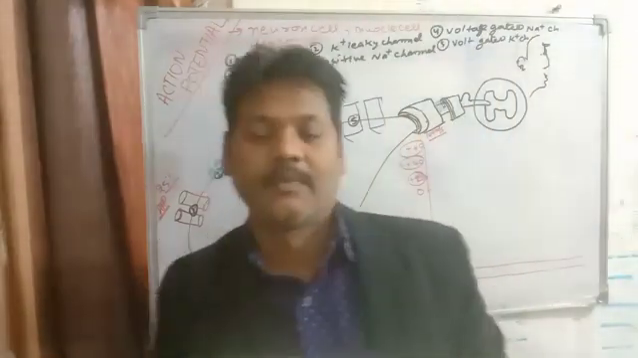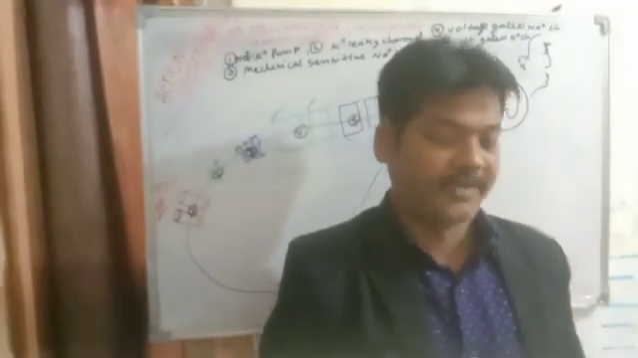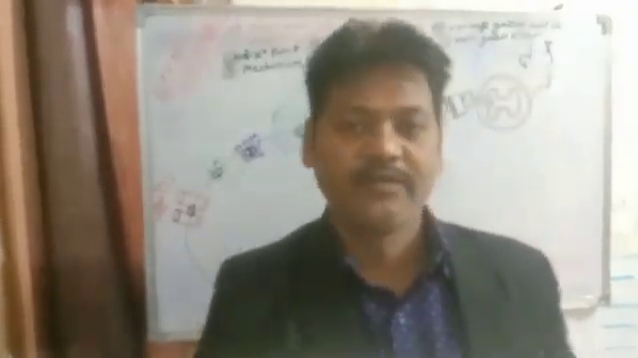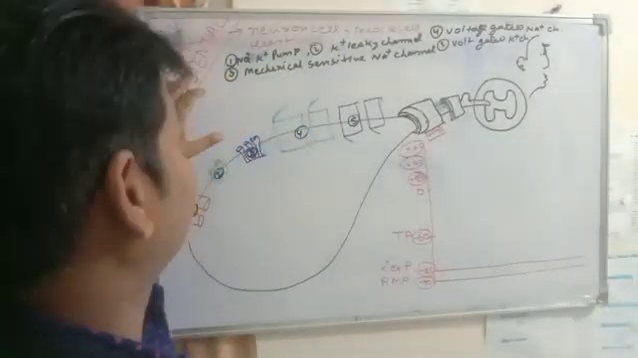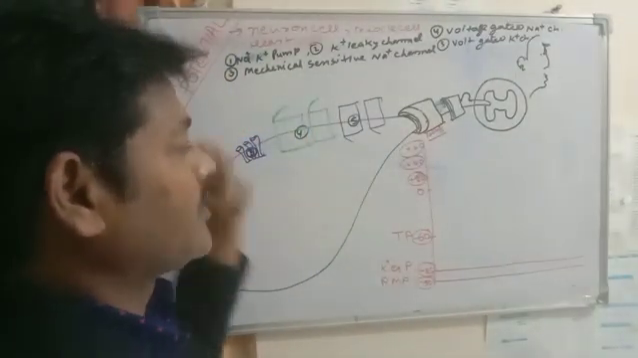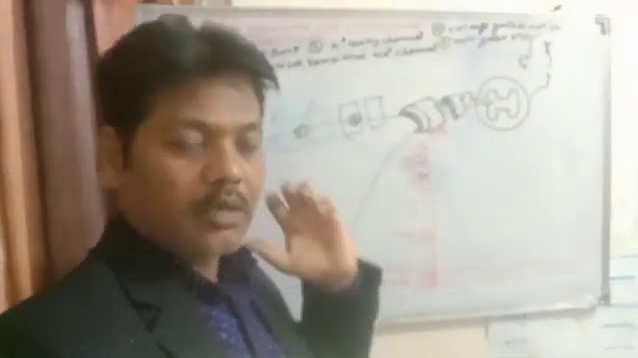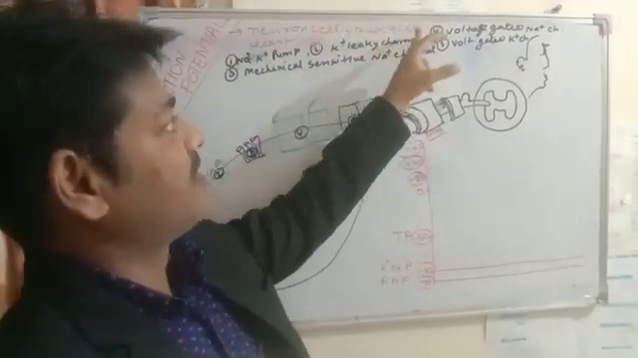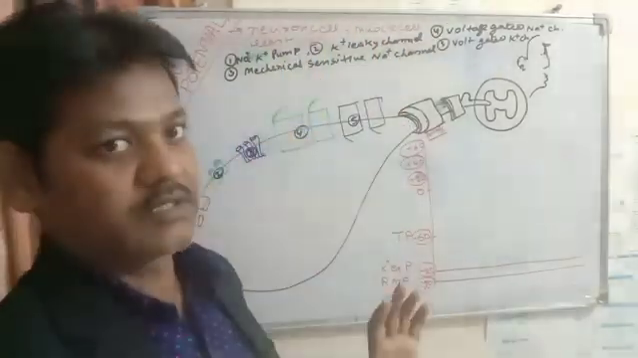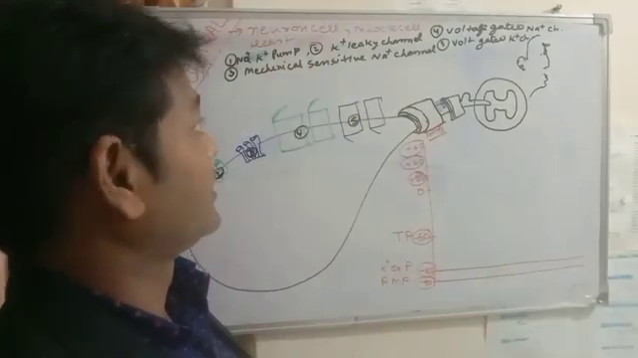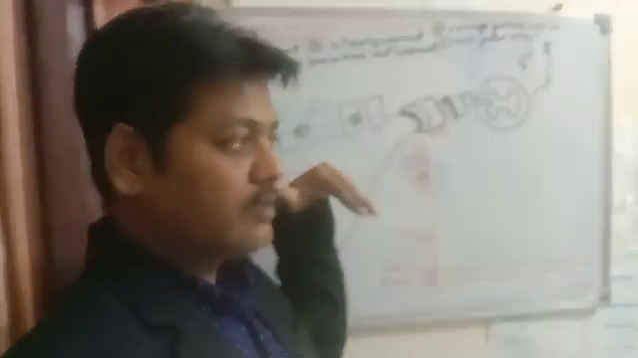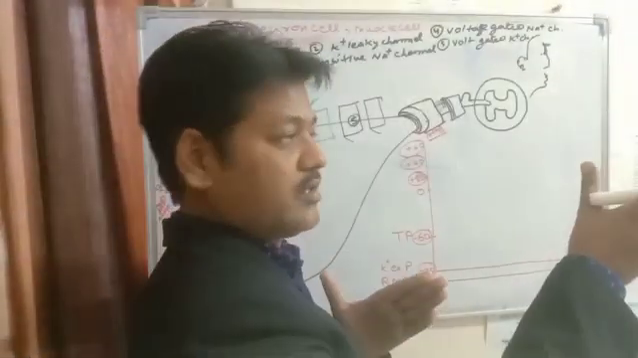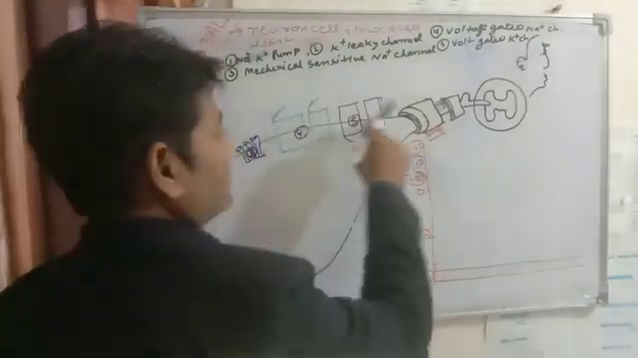Hello viewers, in this video I will explain the action potential. This video belongs to the action potential: how our nerve cells work, how our muscle cells work, and how the heart works. All of these work because an action potential runs throughout their plasma membrane.